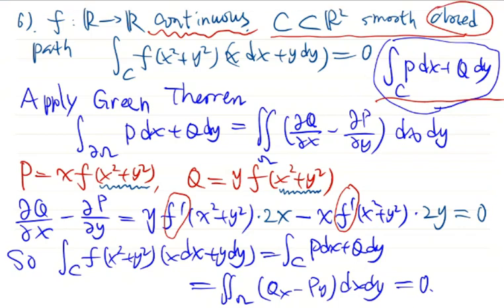As I mentioned, this proof is not correct, okay? But what's the correct proof for this problem? We could not apply the Green theorem because f is not differentiable. The idea is simple. We use the computation formula for flux integral, okay?